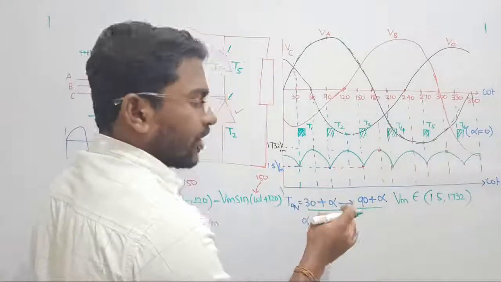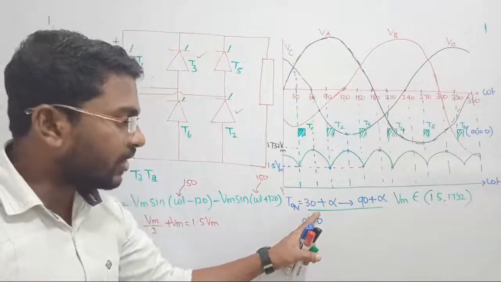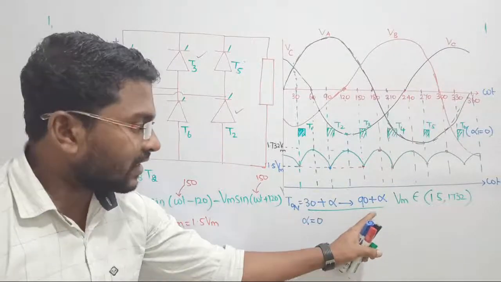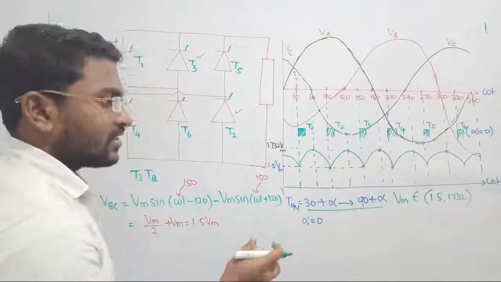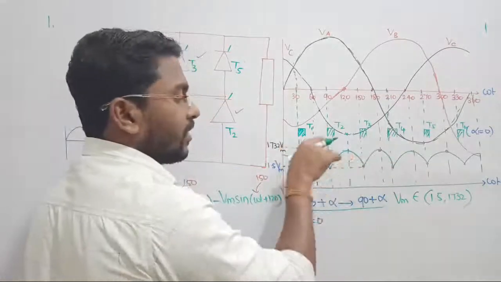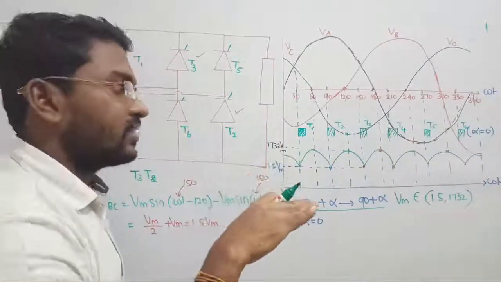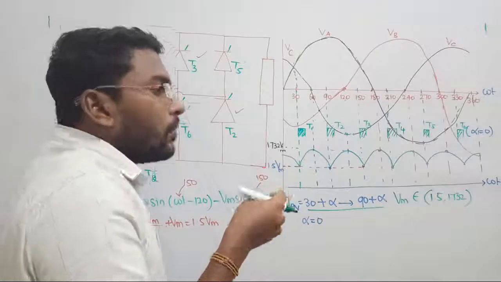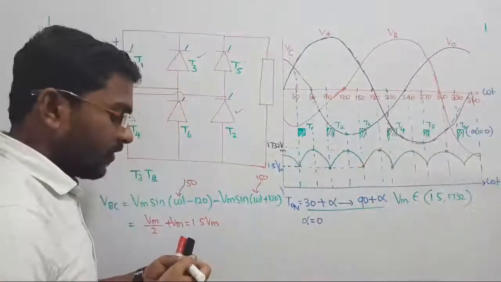Using this only we are going to find out the V0 average for continuous conduction, because the first thyristor will be triggered at 30 plus alpha, and the second thyristor will be triggered at 90 plus alpha. In between these two triggering points we get continuous conduction. Shall we raise the value of alpha? Yes. Let us keep alpha equal to 30 degree.